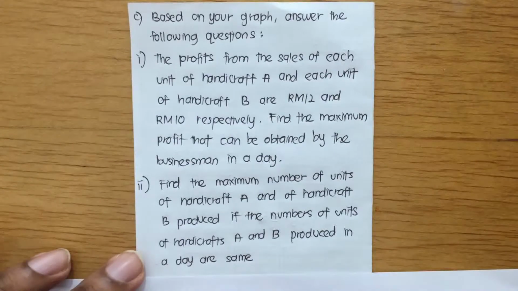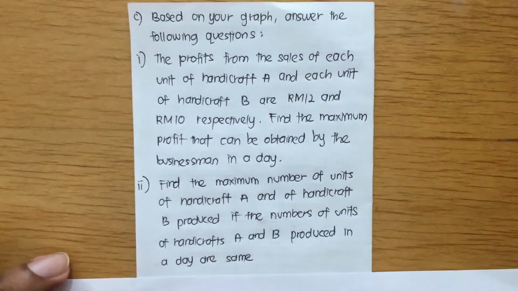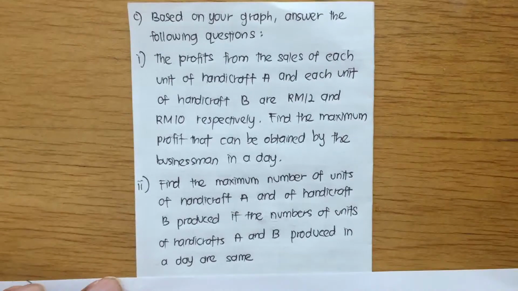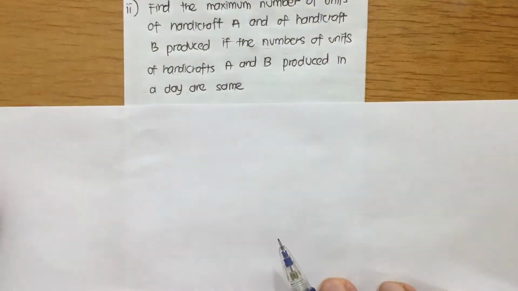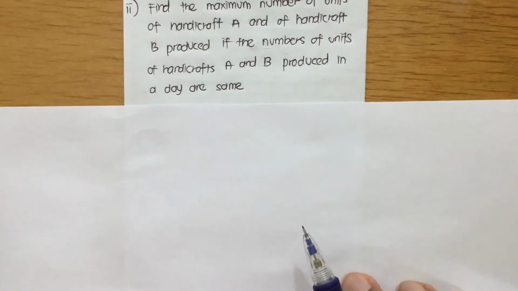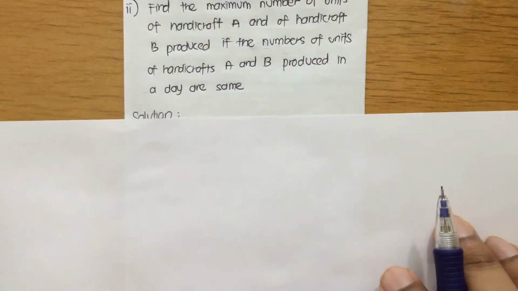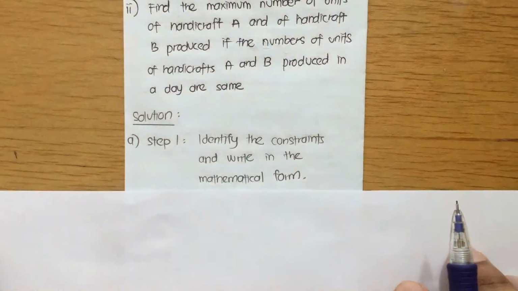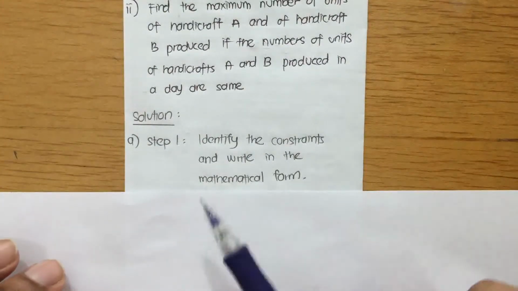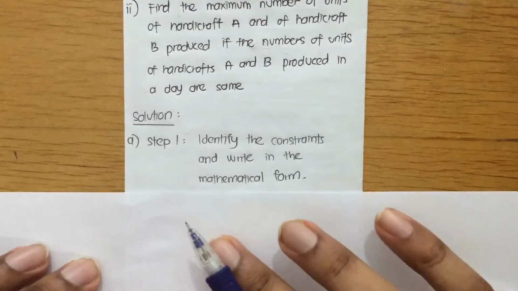Without further delay, let us start to discuss the solution for question part A. So let us begin. Alright guys, whenever you encounter a linear programming question, the first step you need to do is identify the constraint and write it in mathematical form. So this is your very first step, so don't forget this.